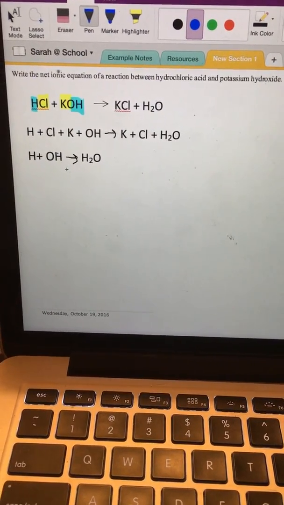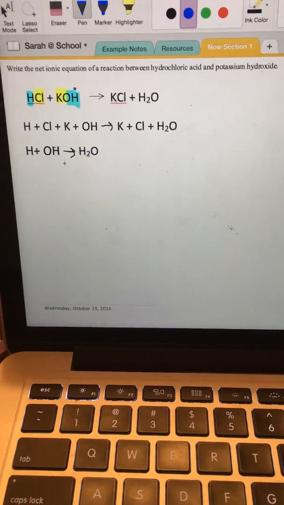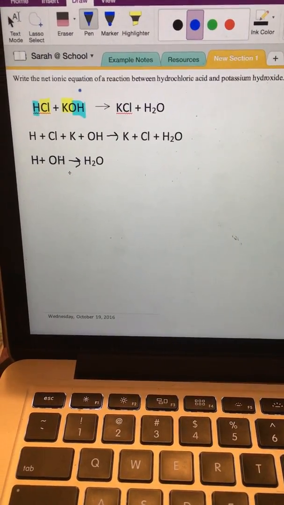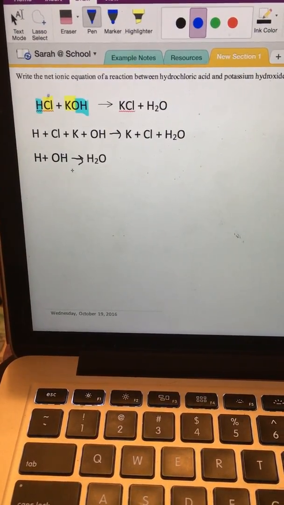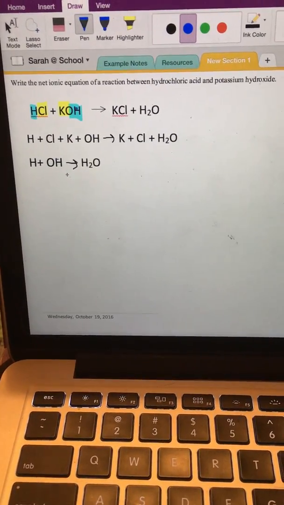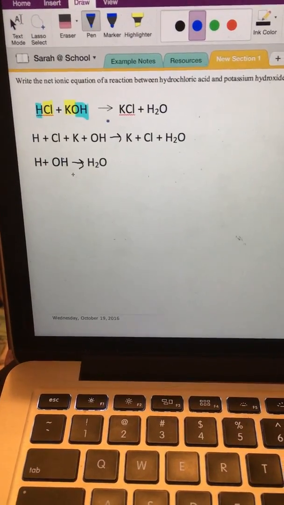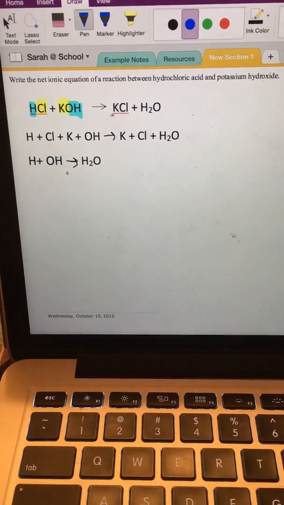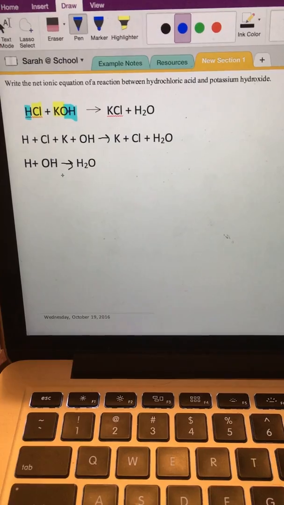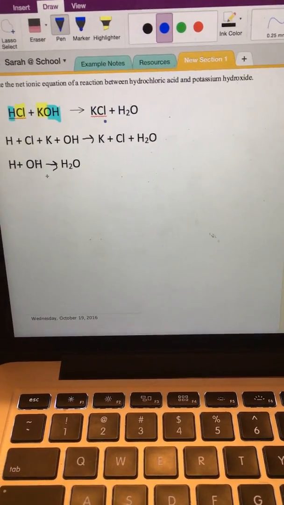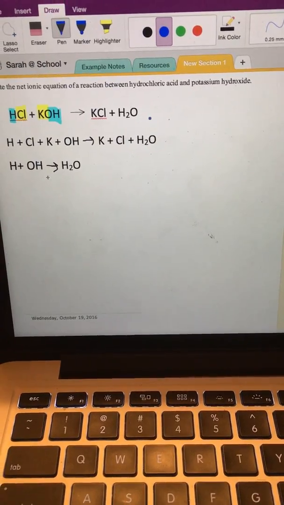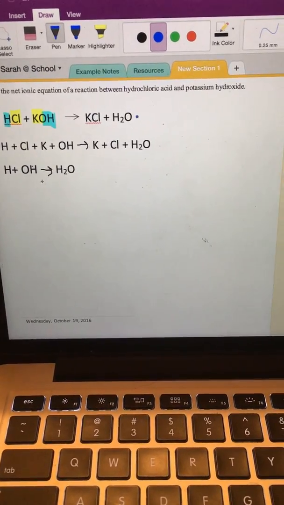So we have a rule that the cation of the first molecule is going to pair up with the anion of the second molecule, whereas the cation of the second molecule is going to pair up with the anion of the first molecule. So they just kind of swap partners. And I color-coded those respectively, and we know that from that the potassium is going to form with the chlorine and the hydrogen is going to form with the hydroxide to form water. We know that water is a liquid.